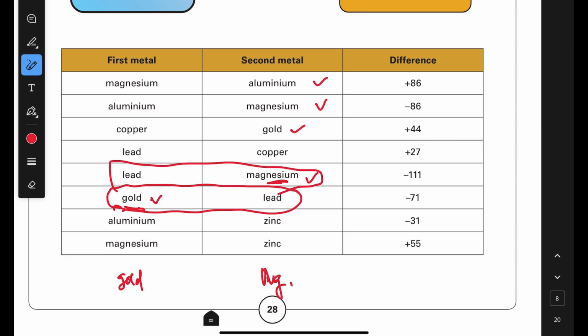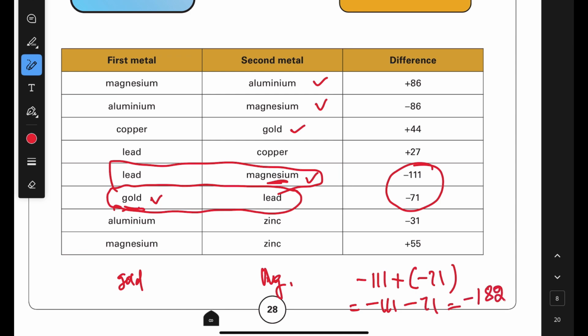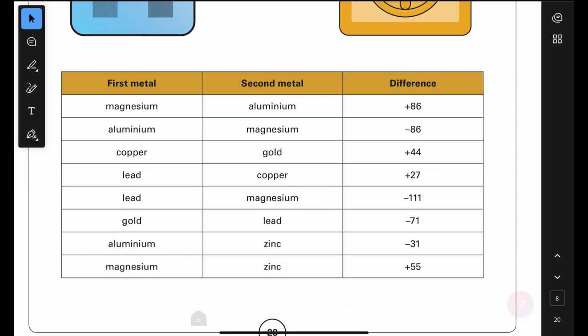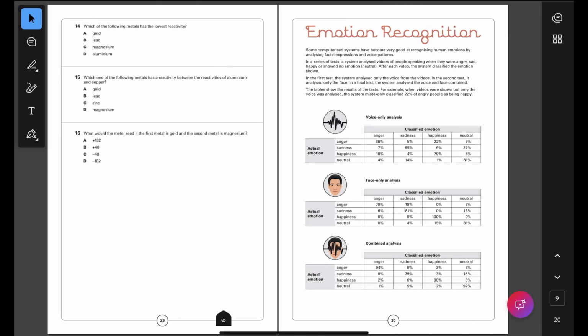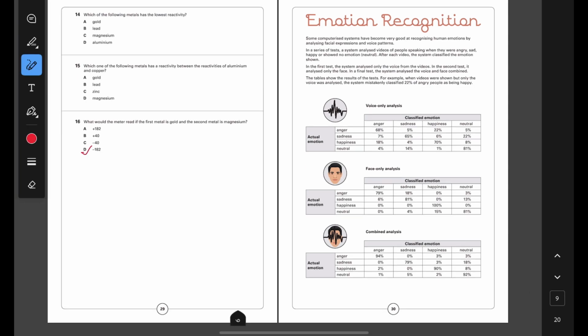So what we have to do is just add them. Minus 111 plus minus 71. So minus 111 plus minus 71 is minus 182. Let's see. Yes, our answer is option D. So for 14 it's A, for 15 it's B, and for 16 it's D. I hope you understood till this part.